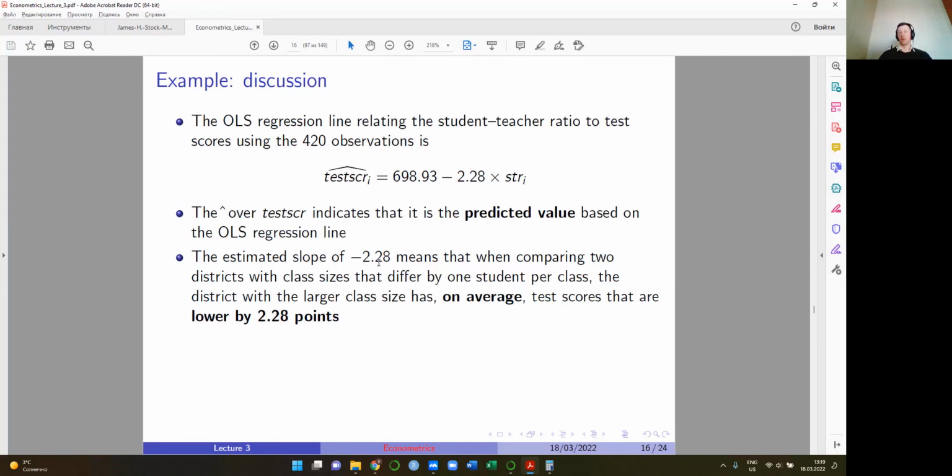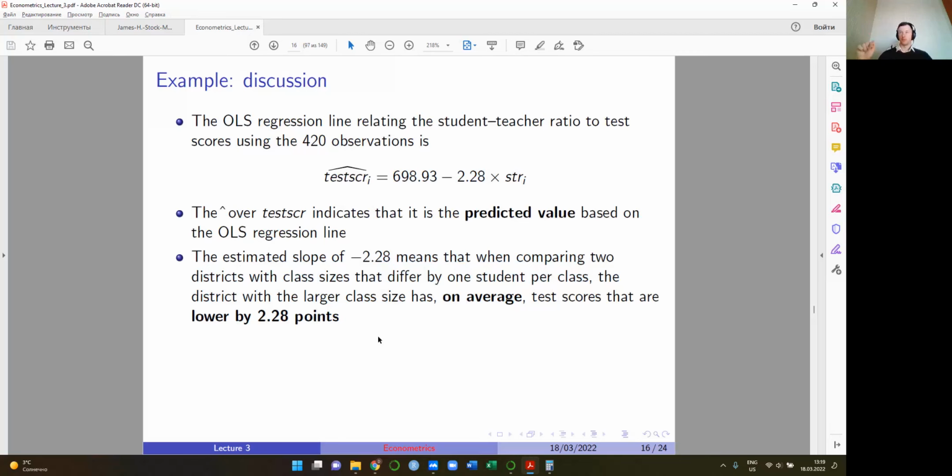So the estimated slope is minus 228. What is the meaning? We need to be careful with the interpretation of this number. This means that when we compare two districts with class sizes that differ by one student per class, like 19 and 18, for example, the district with the larger class size has on average test scores that are lower by 228 points.